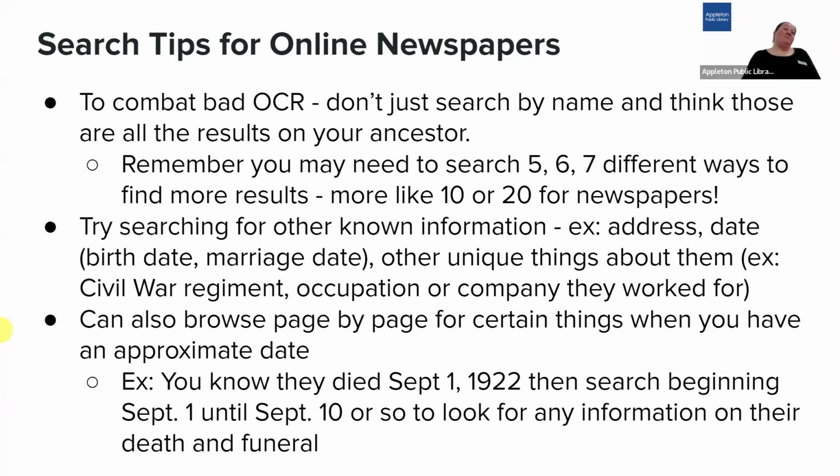You can also browse page by page. You can go right into the Post-Crescent and right into a specific date and go page by page on certain sites, for example. Or if you know that they died on September 1st of 1922, you can start at September 1st and then browse through all the pages and see if you can find them, go to September 2nd, et cetera, and see if you're not able to find them through those keyword searches.